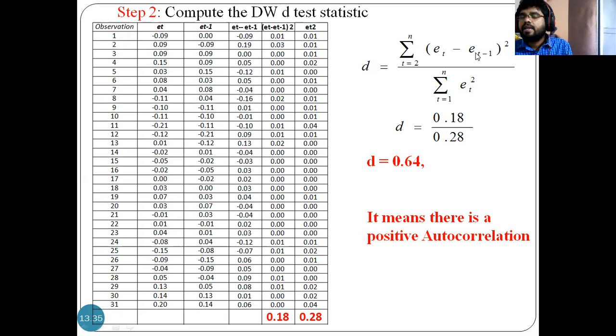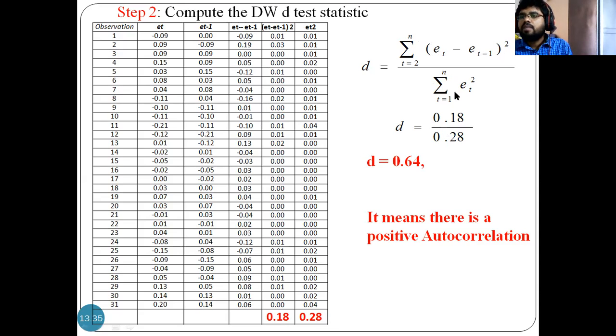Then what do we have to do next? ET minus ET-1 whole square. Whatever value we got, we take the whole square. That is (ET minus ET-1) whole square. Nothing but 0.09 into 0.09, plus 0.09 into 0.09, you will get 0.01. Like this, 0 into 0, 0.05 into 0.05. So like this you will get these values. After calculating this, if you sum these values, the sum of (ET minus ET-1) whole square is 0.18.